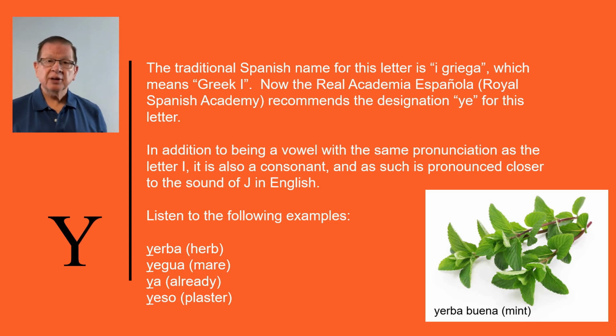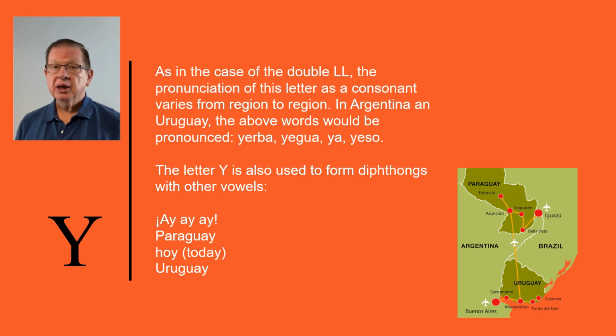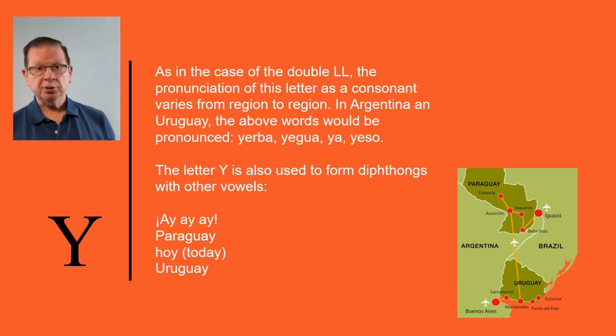In addition to being a vowel with the same pronunciation as the letter I, it is also a consonant, and as such is pronounced closer to the sound of J in English. Listen to the following examples. Yerba, yegua, ya, yeso. As in the case of the double L, the pronunciation of this letter as a consonant varies from region to region. In Argentina and Uruguay, the above words would be pronounced yerba, yegua, ya, yeso.